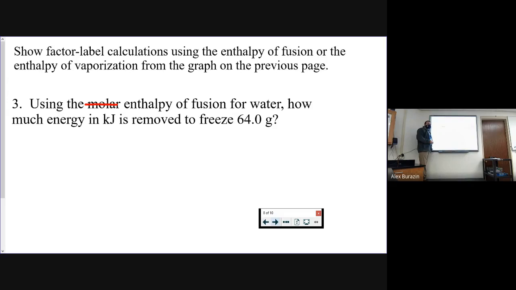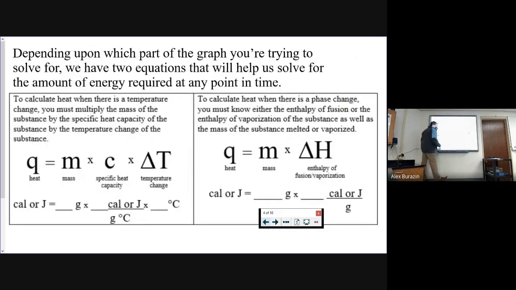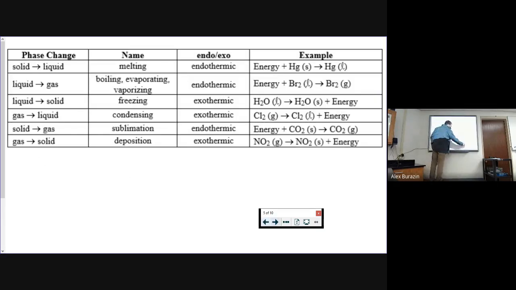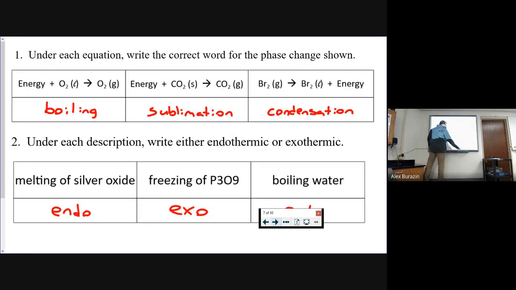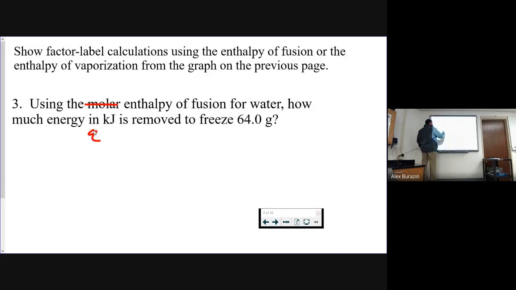Now, we have an equation for this. We have two equations that deal with this graph. They are Q equals MC delta T and Q equals M delta H. If there's not a temperature change, which there isn't, we cannot use Q equals MC delta T. We're going to use Q equals M delta H. What's the mass of the water? What is the enthalpy of fusion for water?